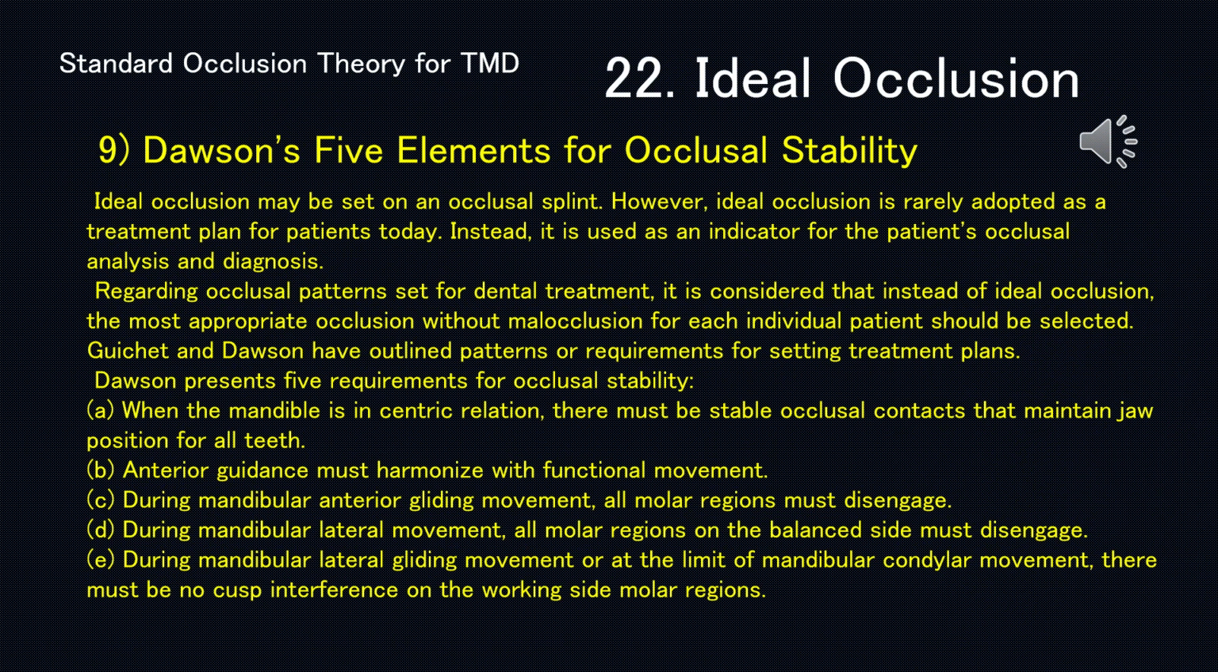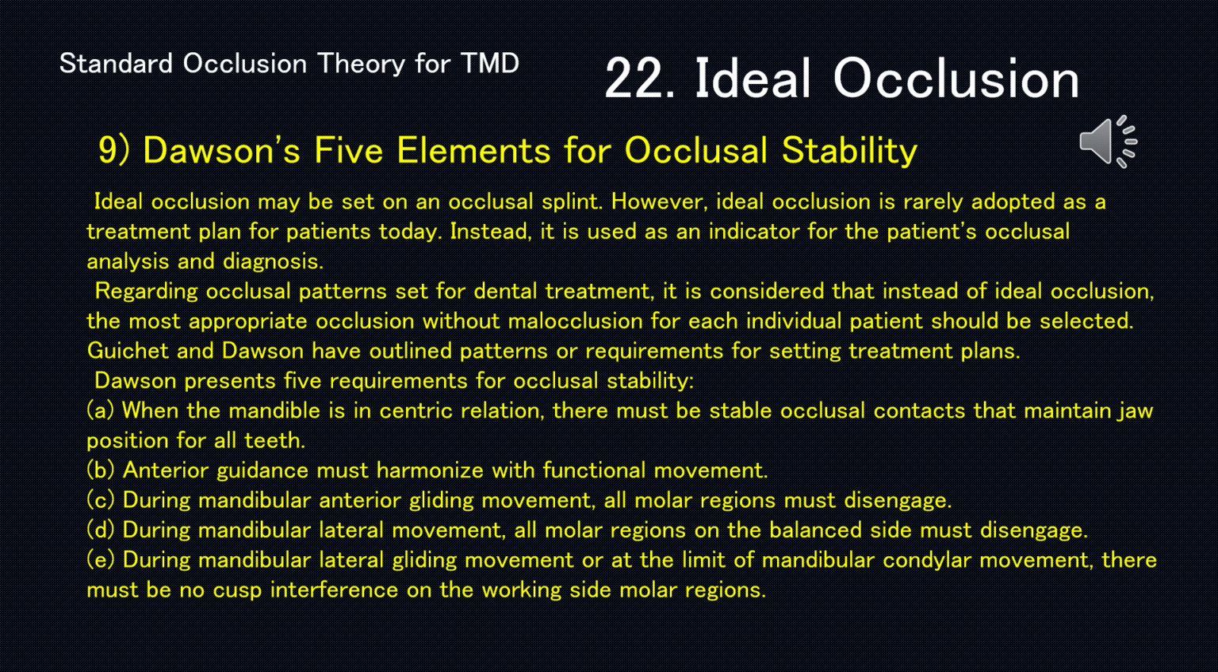9. Dawson's 5 elements for occlusal stability. Ideal occlusion may be set on an occlusal splint. However, ideal occlusion is rarely adopted as a treatment plan for patients today. Instead, it is used as an indicator for the patient's occlusal analysis and diagnosis.